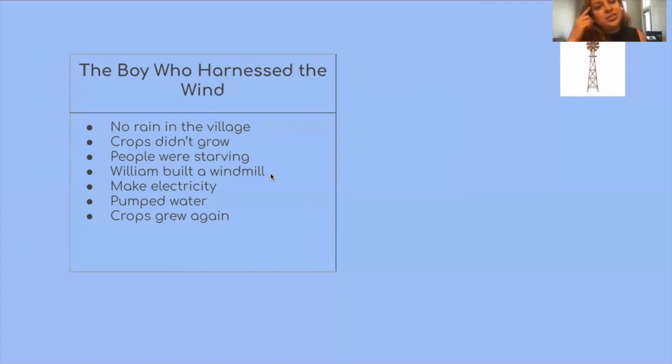And then William thought of a solution. We learned that he started to build a windmill. With this, it created electricity and it pumped water. And again, if there is no water, no crops can grow. But if there is water, then that means that crops can grow again. Good. So crops grew again. So these were some of the details that we learned from reading the story, The Boy Who Harnessed the Wind. And you might have also seen some of these details in the movie that we got to see.